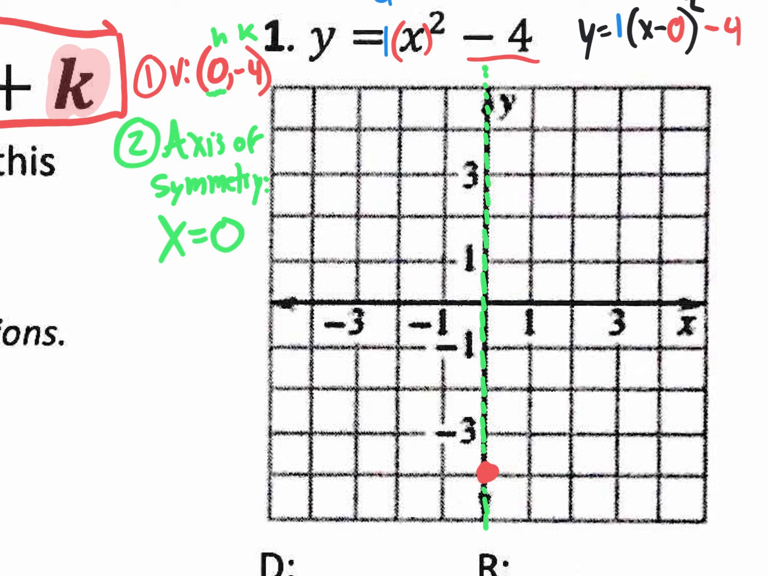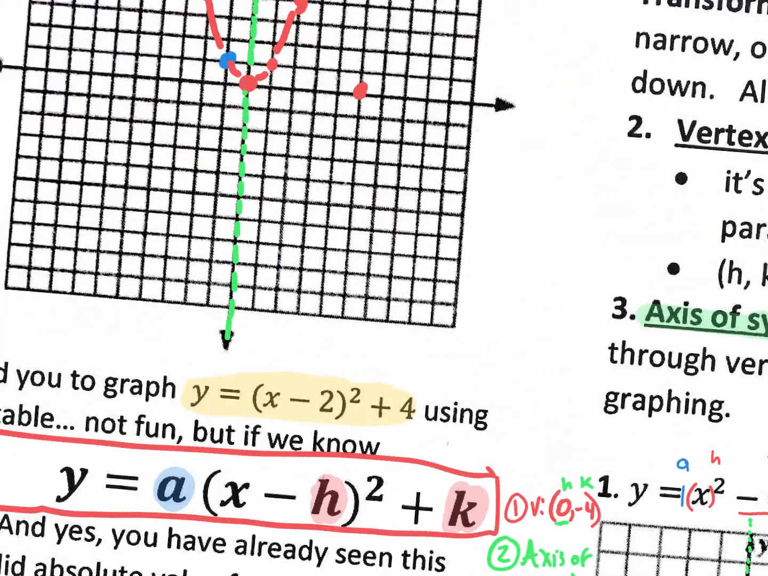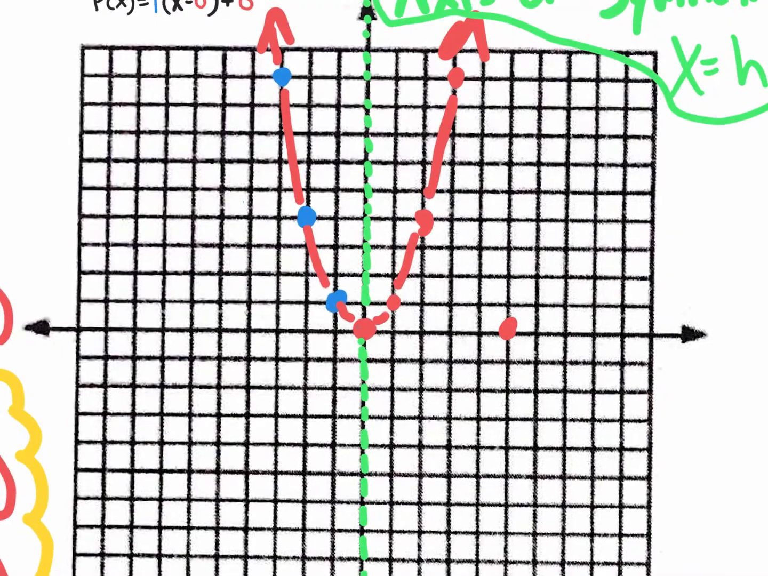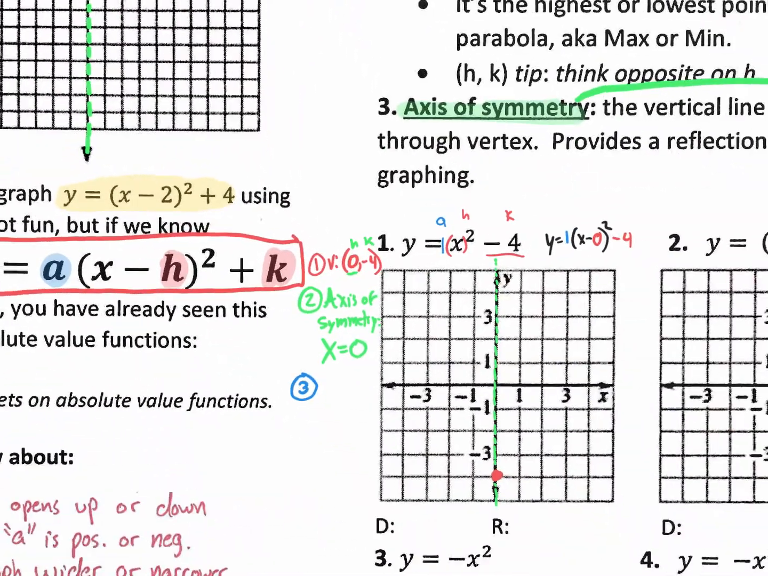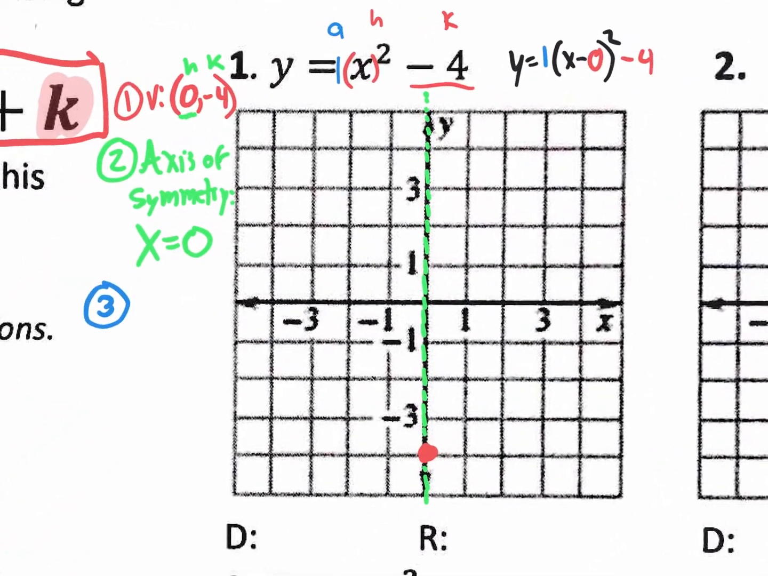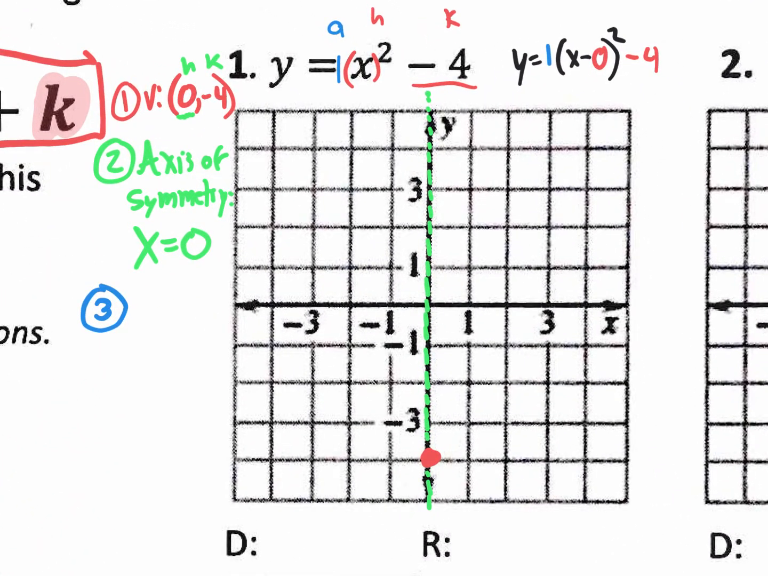Yes. Okay. And now for the fun part, step 3, because we know that the a value is 1, we know that it's not going to be wider, it's not going to be narrower, it's going to be this exact parent graph, that exact perfect width, which means that we can use the pattern 1, 1, 2, 4, 3, 9 from the new vertex. So this is how to use the pattern. Check it out. It's awesome.